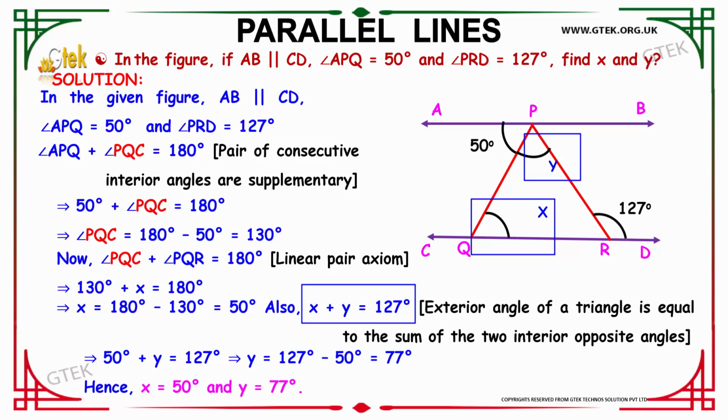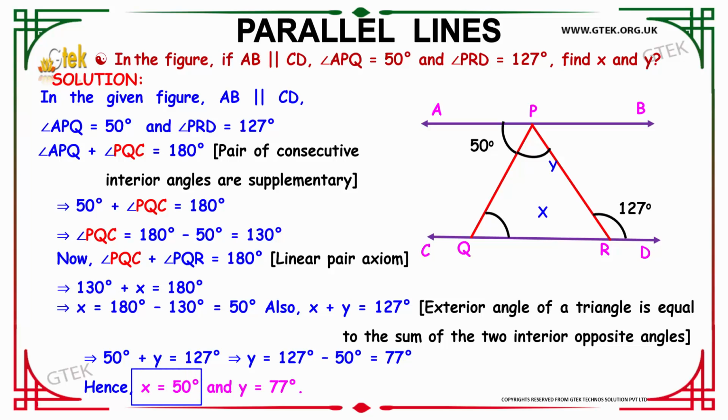Since we know the value for X, we can substitute it as 50 degrees. From this we can find the value of Y, that is 127 degrees minus 50 degrees. So the value of Y is 77 degrees. So X is 50 degrees and Y is 77 degrees.